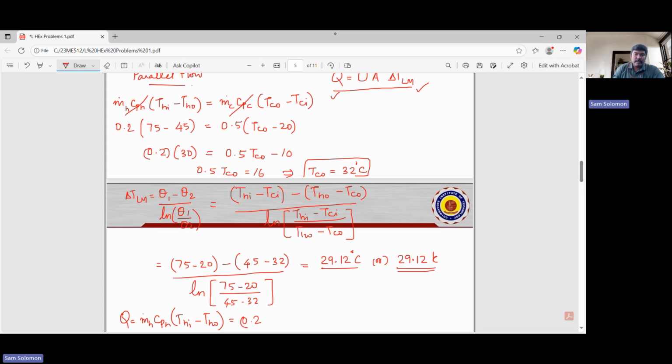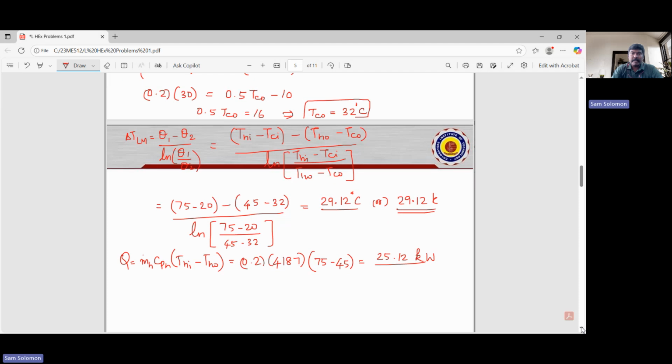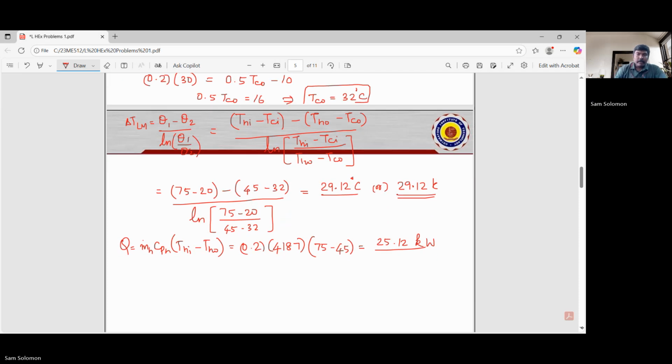So 0.2 times 4187 multiplied by 75 minus 45. This should give you the answer in watts or kilowatts. So the book answer is 25.122 kilowatts, or let's say 25.12 kilowatts. And by the way, I'm using the problems from Heat and Mass Transfer by Rajput. That is the reference that I'm looking at.